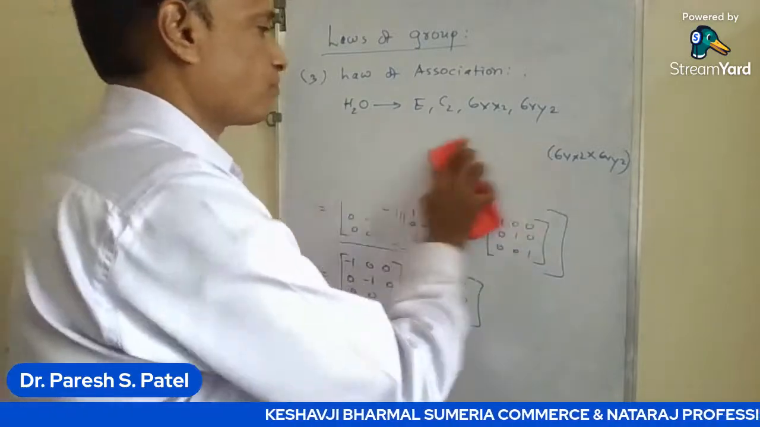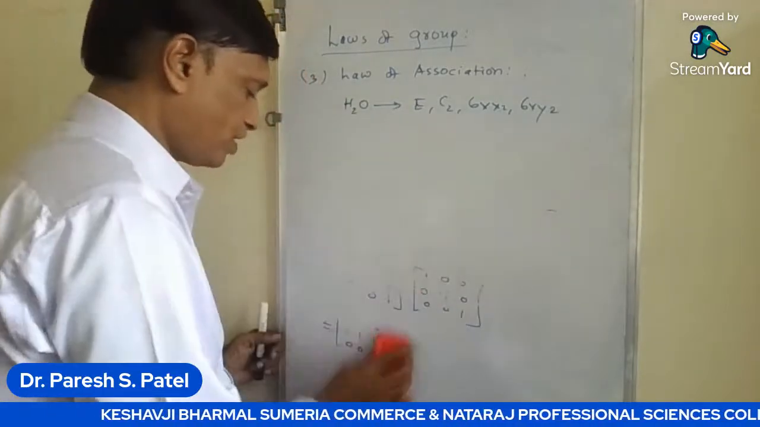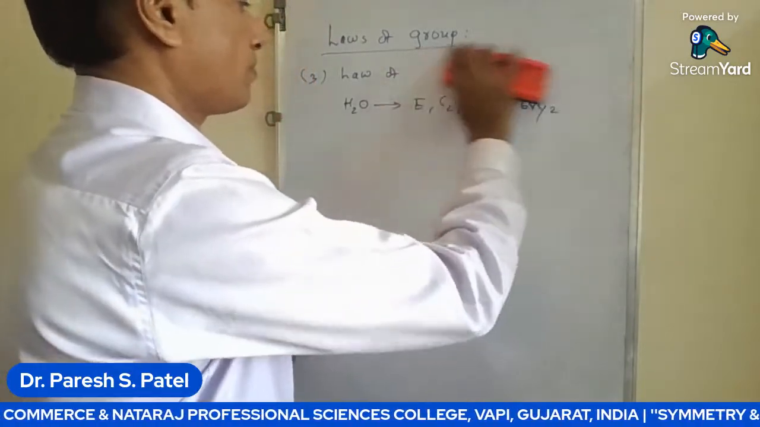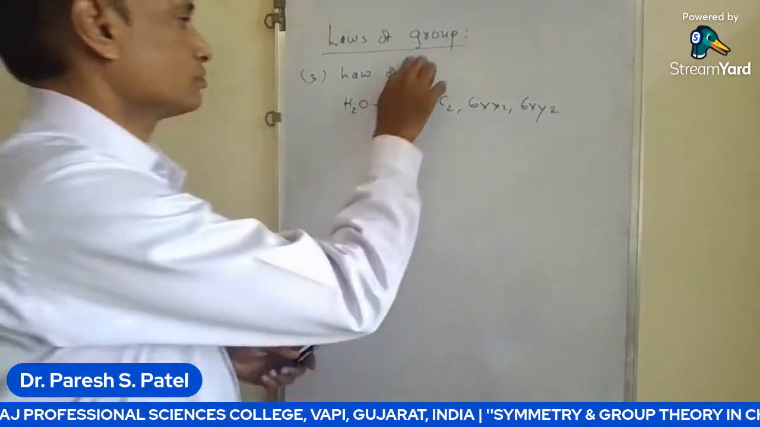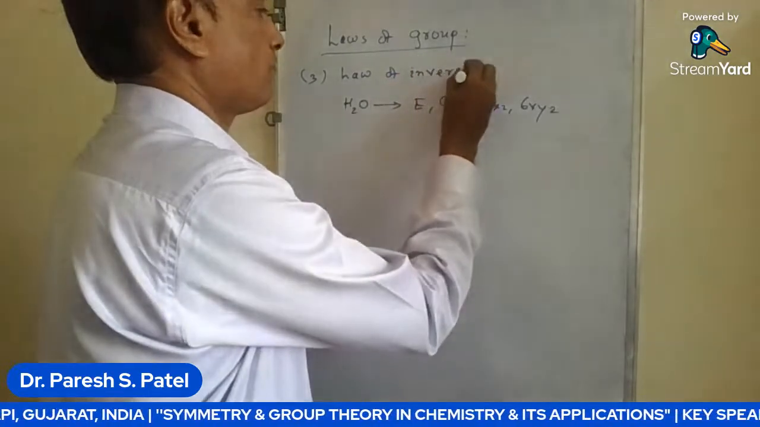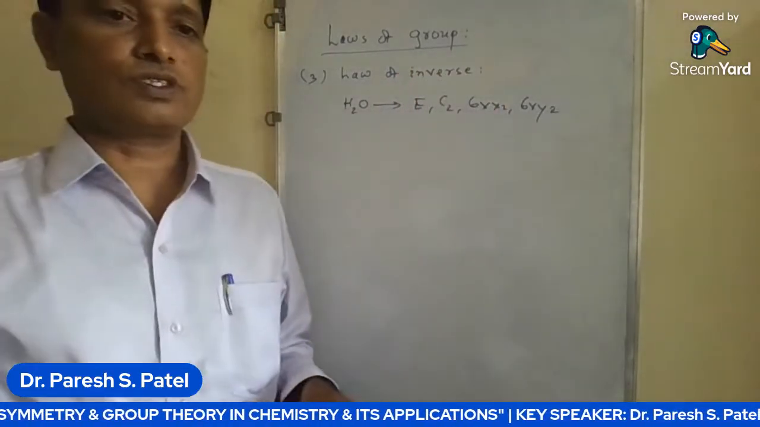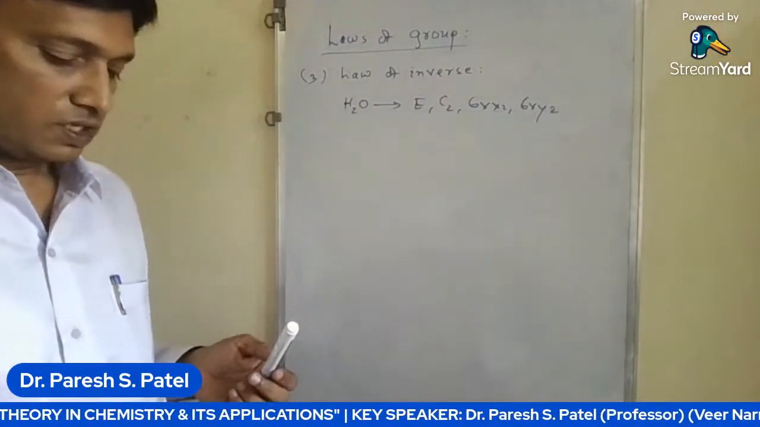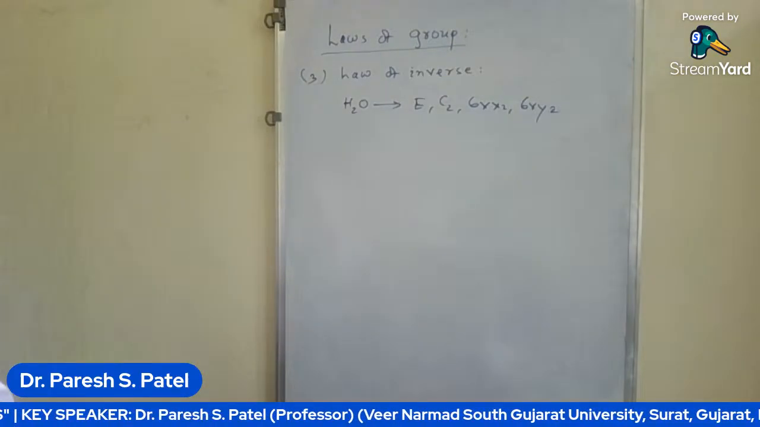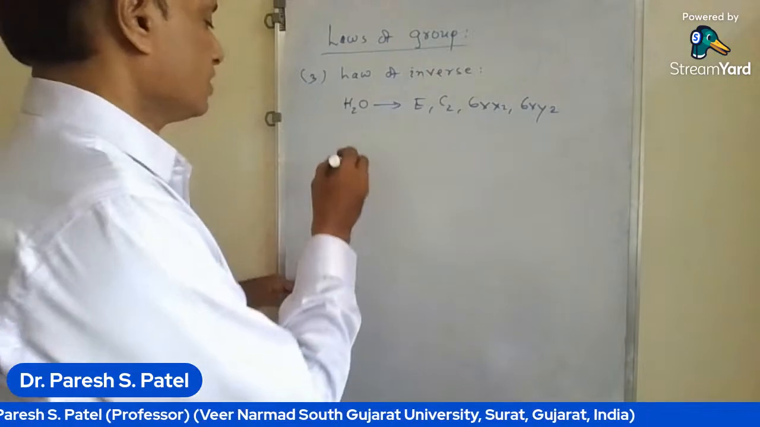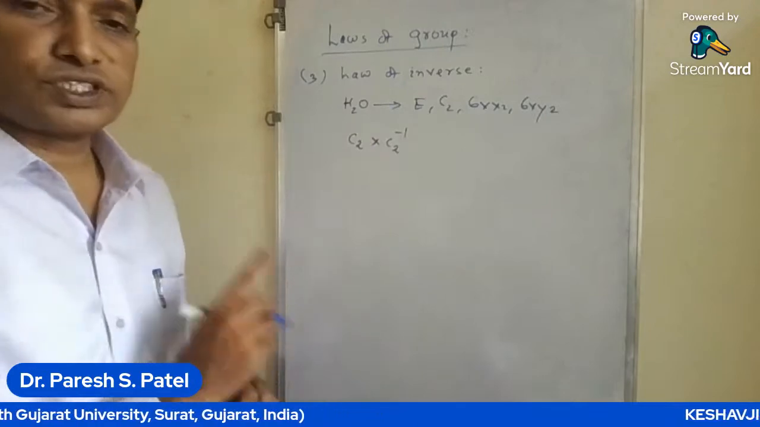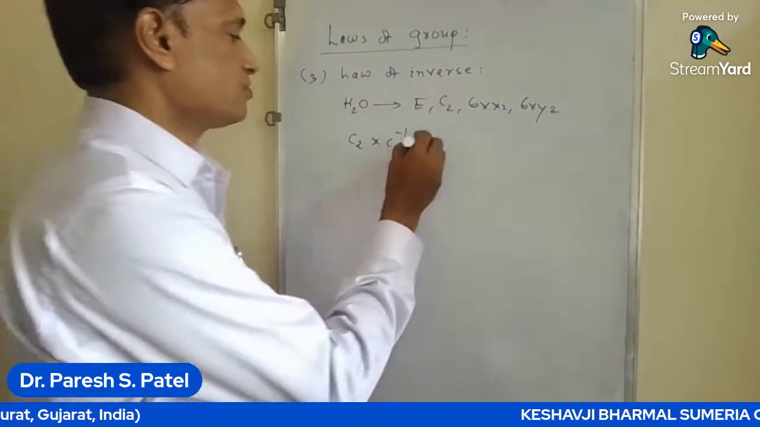And the last law of group is the law of inverse. What is the law of inverse? Any symmetry operation and its inverse, the answer will be the identity. For example, C2 into C2 inverse. Okay, C2 or C2 inverse, both are the same. It is equal to identity.